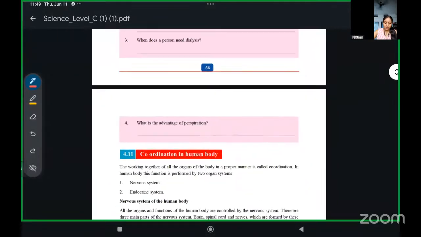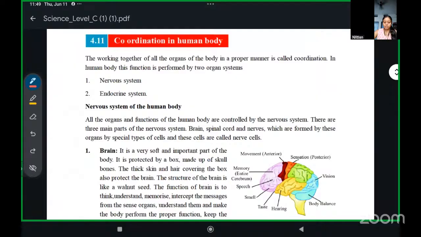Now, today we will talk about the brain and coordination in the human body. The term coordination means that the organs in the body work together with each other, supporting each other.